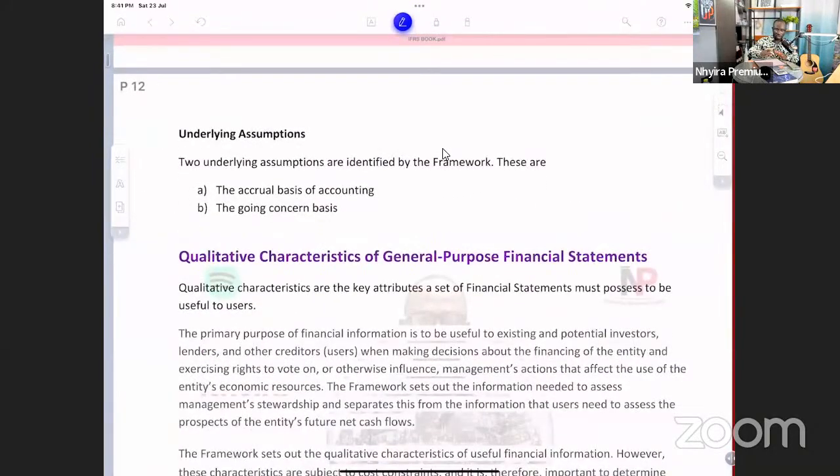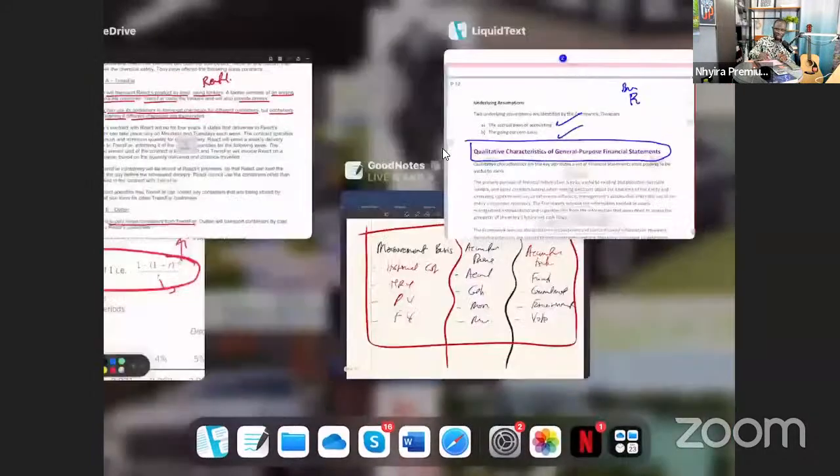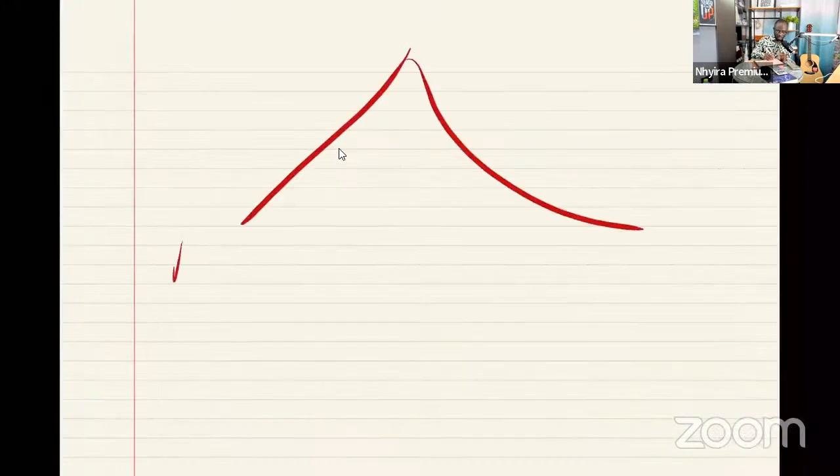Then certainly the underlying assumptions, you know, there's the accrual basis and then the going concern basis. These are something the examiner can ask you. Then we have the business entity concept, prudence concept and those things. But these are the two underlying assumptions that we use to prepare the financial statements. Then certainly qualitative characteristics of financial statements are also there. We have the primary qualitative characteristics, the fundamental qualitative characteristics, and then the enhancing qualitative characteristics.